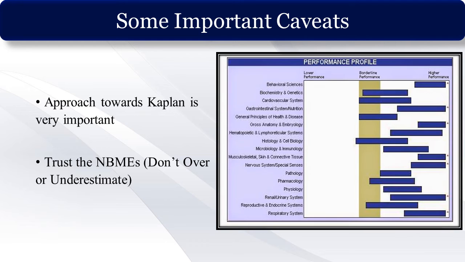So the approach towards Kaplan is very important. You should learn Kaplan instead of memorizing it, and trust your NBME scores. NBME is the predictive exam that you take before your Step 1. You score plus or minus 10 in your real exam. If you score like 250 on NBME, then your real exam should be like 240 to 260. So trust your NBMEs, do not over or underestimate them.